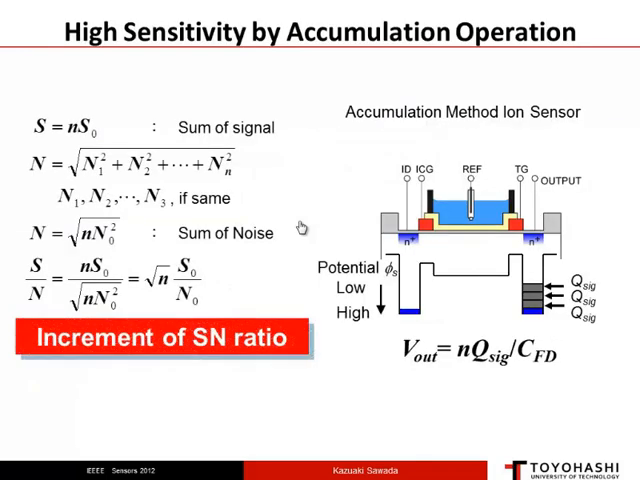In the numerical analysis, the signal is proportional to the repetition cycle n. And the noise is written as the square root of n1 squared plus n2 squared plus nn squared. If these noise components are the same, the noise is written as the square root of n times n0 squared. So as you can see, the signal-to-noise ratio of this device increases in proportion to root n. This is the mechanism why our sensor can get very high sensitivity and very low noise.